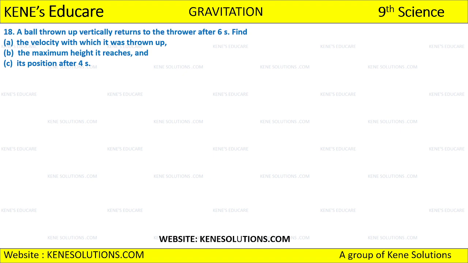Then we have the 18th question: a ball thrown up vertically returns to the thrower on the ground after 6 seconds. Find the velocity with which it was thrown up. For that you will use the equation v is equal to u plus at. Then for calculating the maximum height it reaches, you have to use the equation s is equal to ut plus half at square, and lastly its position after 4 seconds. In that case you will use the formula again, s is equal to ut plus half gt square. I just told you the formula that you need to use, try to solve it.